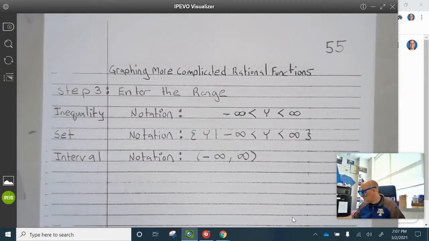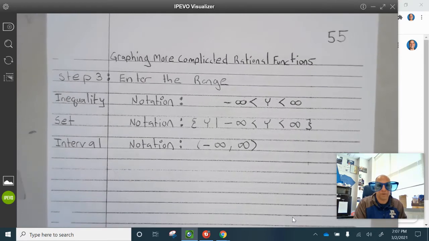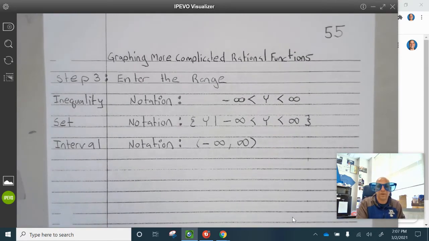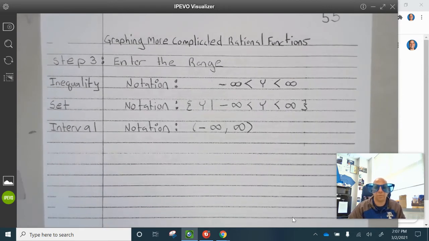All right. Now enter the range. In inequality notation, it's negative infinity is less than y and y is less than infinity. Set notation is y such that negative infinity is less than y and y is less than infinity. And interval notation is from negative infinity to positive infinity.